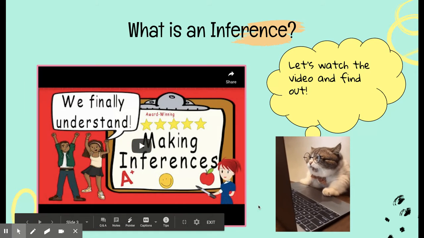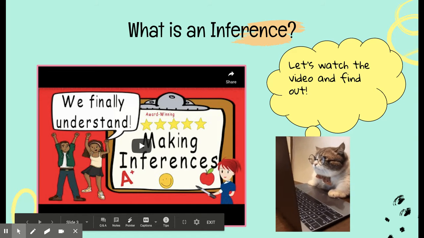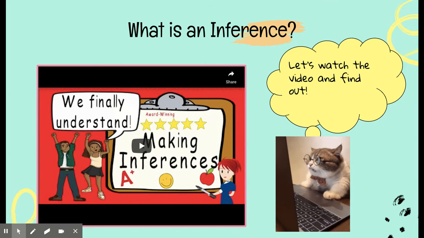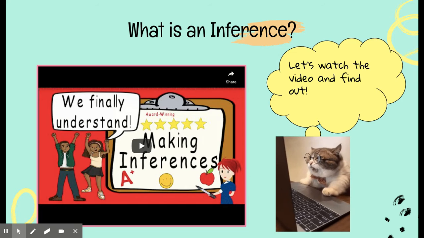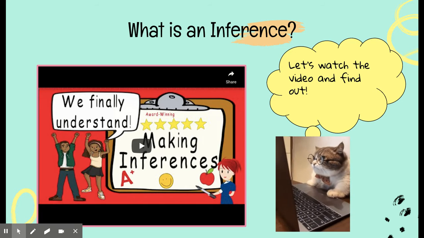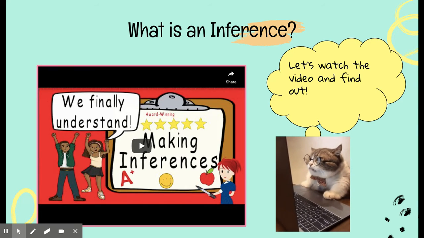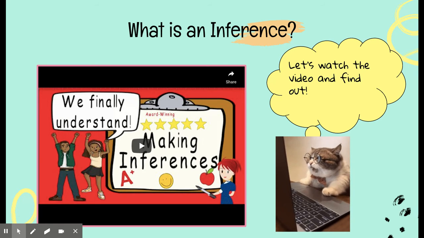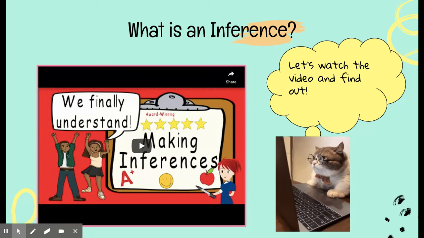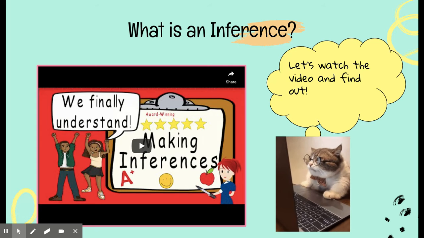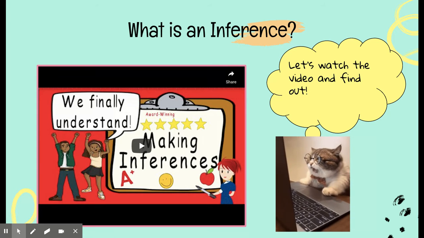All right, fourth graders. So now through this video, we learned how it is that we make an inference. We know that whenever we make an inference, we're using stuff that we see or read, and then our background knowledge or schema to determine what is happening.